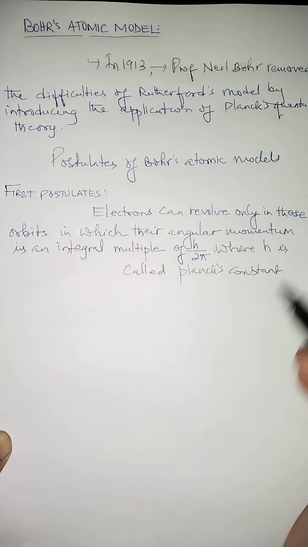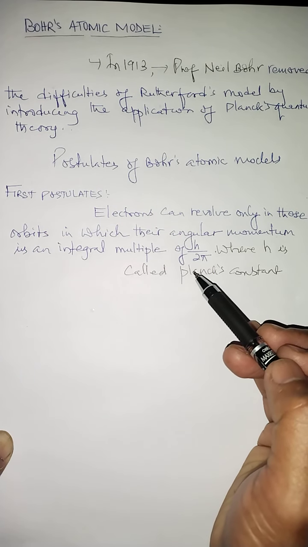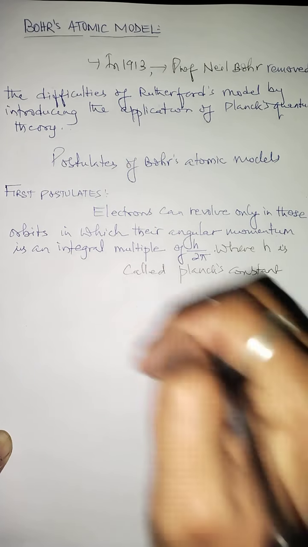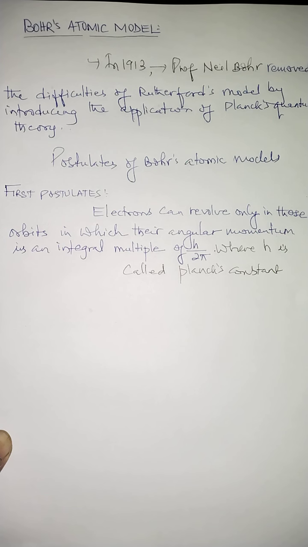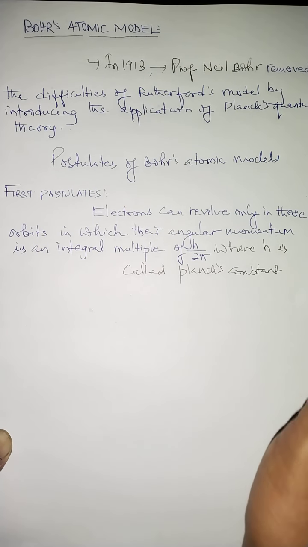In a rotational motion, when a body moves in a circular orbit, it acquires angular momentum. The angular momentum is an integral multiple of h by 2 pi. So this means that electrons will not move in just any orbit, whatever the number of electrons. They move in their respective orbits only provided that the angular momentum is an integral multiple of h by 2 pi. So this is the statement of the first postulate.